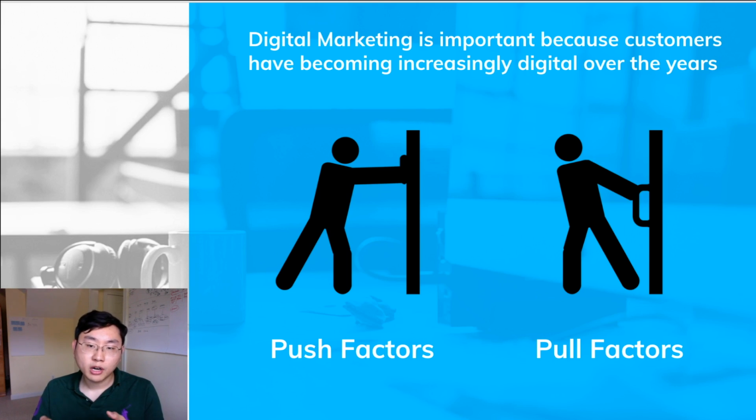So in short, digital marketing is important because customers have become increasingly digital over the years. They started to use the internet a lot more than 10 to 20 years ago, and they started using internet tools like social media a lot more as well. This created two primary factors that make businesses adopt digital marketing: the push factors and the pull factors.